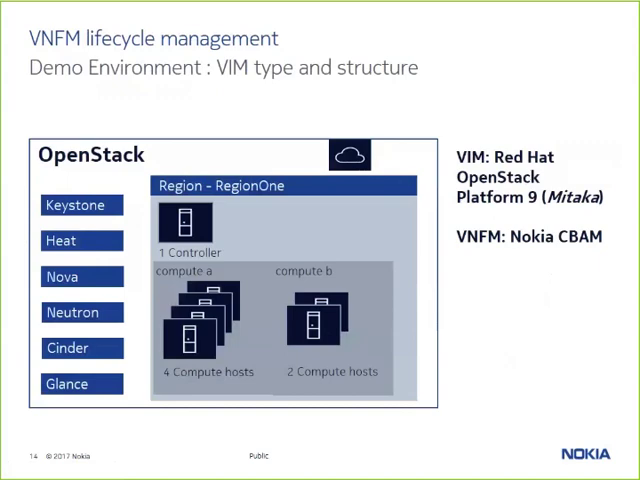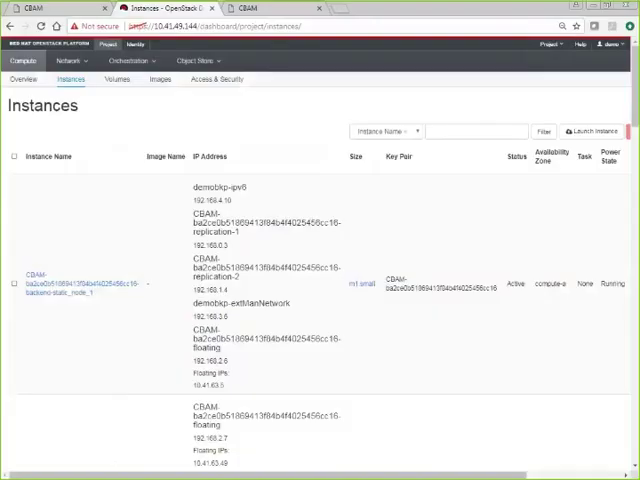Okay, so this is our demo environment today. We have a controller node and 6 hosts in an OpenStack cloud, which is Red Hat OpenStack Mitaka. And we organized our resources such way that we have 2 availability zones, compute A with 4 nodes and a compute B with 2 nodes. I can also show the Horizon dashboard for you. This is how it looks like.